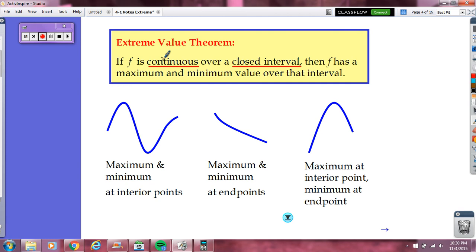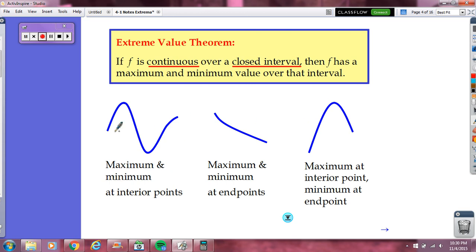So that brings us to our first big and important theorem, the extreme value theorem. If f is a continuous function over a closed interval, so where the endpoints are included, then we could say that f has a maximum and a minimum value over that interval. So this only works for continuous functions defined on a closed interval.